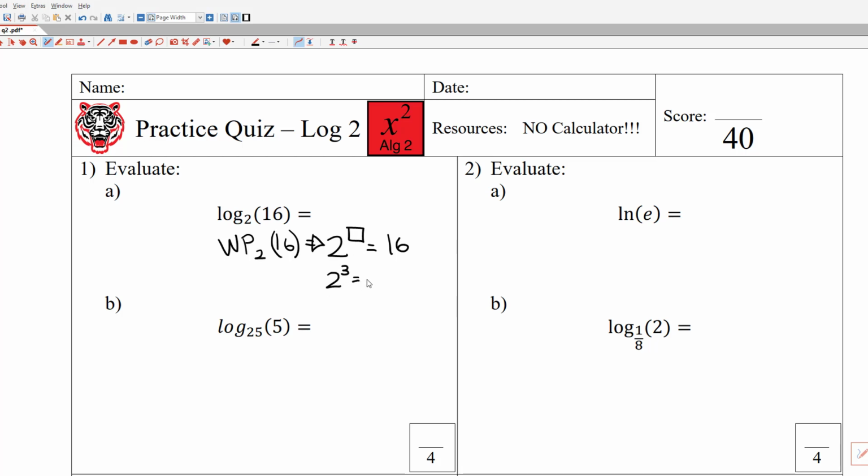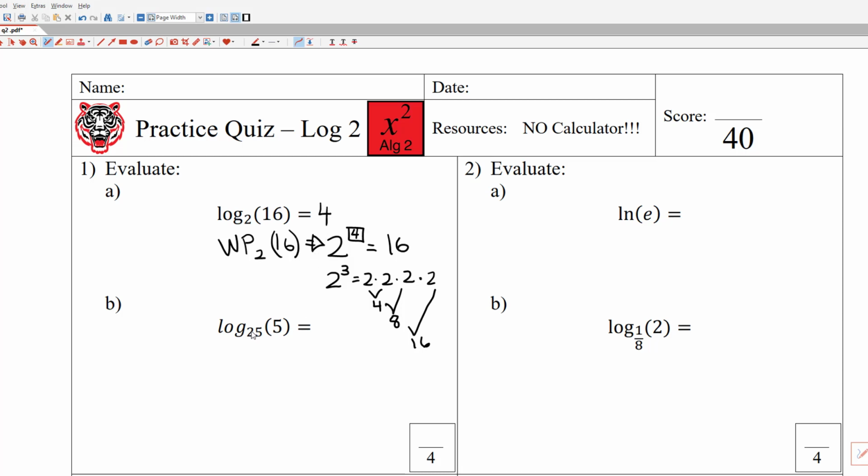2 to the power of 3 is 2 times 2 times 2. 2 times 2 is 4, times 2 again is 8. Ah, darn, we were so close. We need another 2. If we multiply by another 2, then that would be 16. So how many total 2's? 1, 2, 3, 4. There are 4 of those. So the answer here is 4.